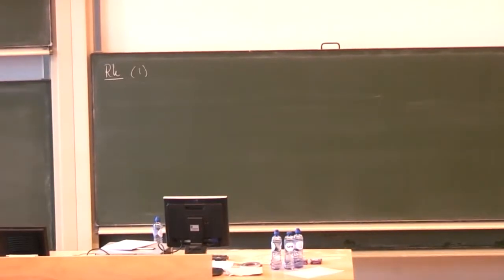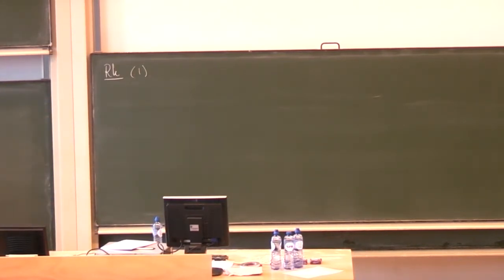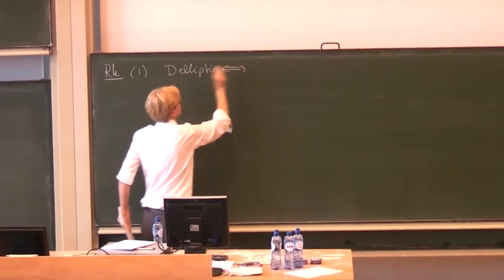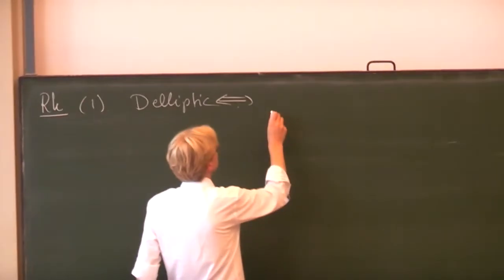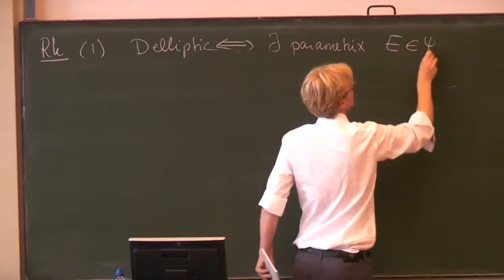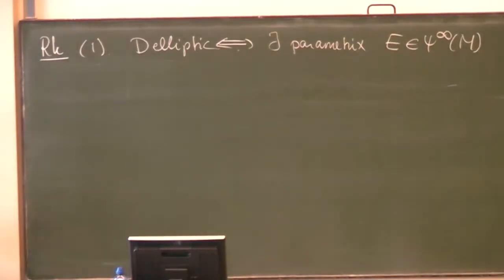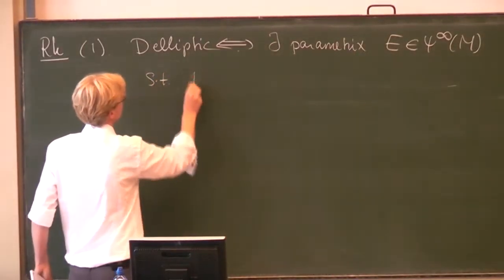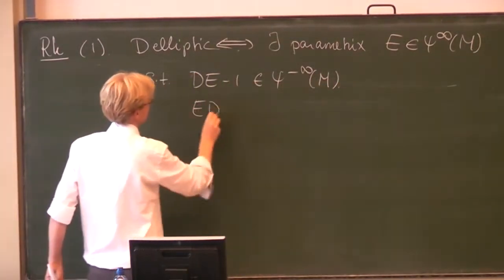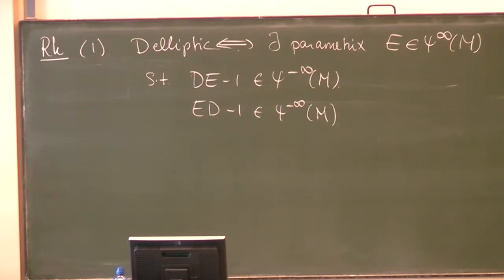So first of all, one way to rewrite the ordinary index, and I mean not write it as the dimension of the kernel minus the dimension of the cokernel, is to notice, by definition, if D is elliptic, this is equivalent to the existence of a parametrix, which you can construct as a pseudo-differential operator that inverts D modulo the smoothing operators. So such that DE minus 1 is in Psi minus infinity of M, and ED minus 1 also. The smoothing operators have a smooth kernel.